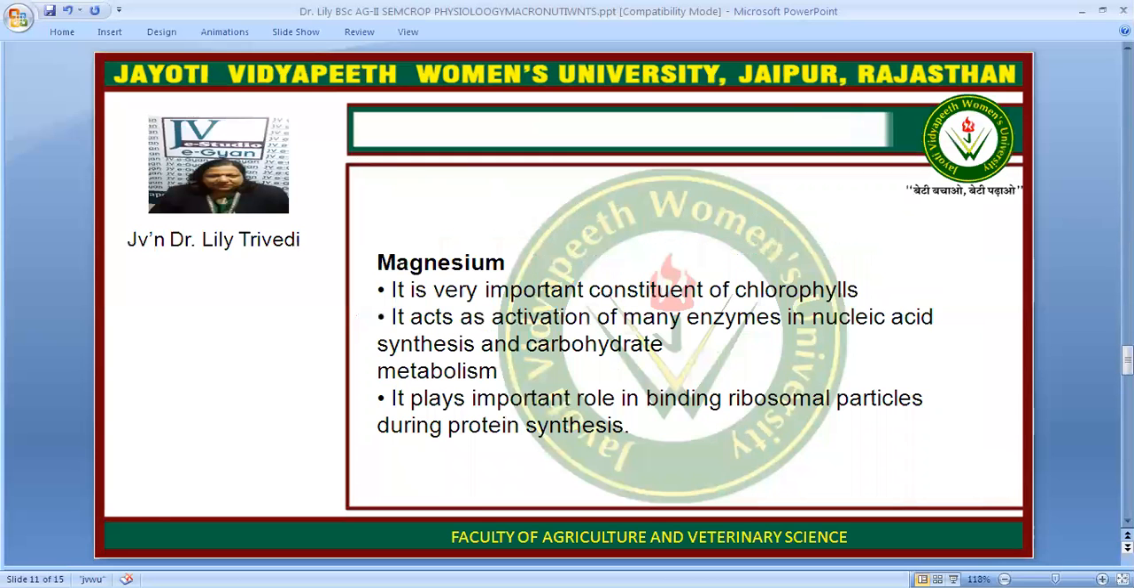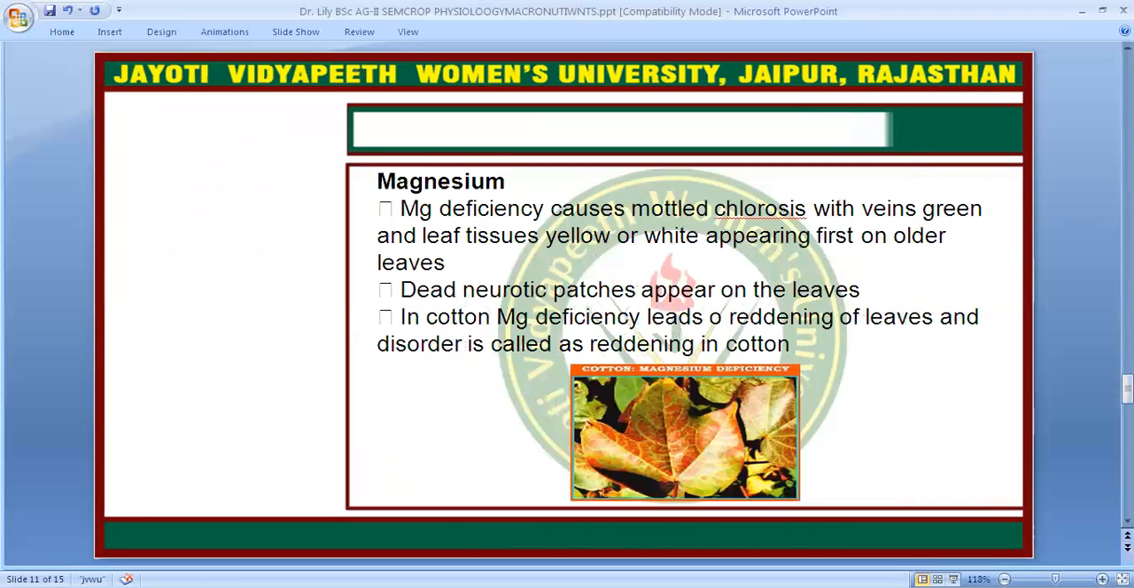Magnesium is a very important constituent of chlorophyll. It acts as an activator of many enzymes in nucleic acid synthesis, carbohydrate metabolism. It is the main structure of chlorophyll molecule, and it plays an important role in the binding of ribosomal particles during protein synthesis.